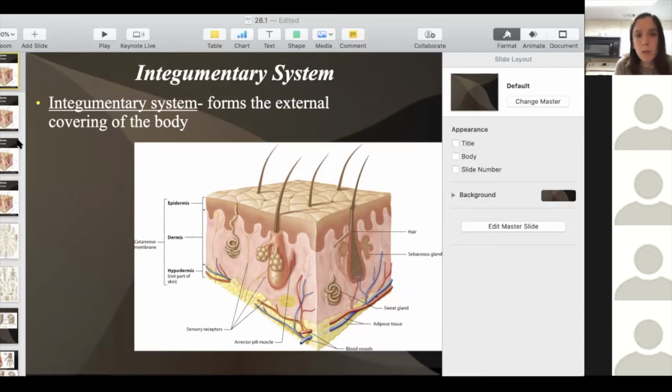The first system is called the integumentary system. In Latin, you might have heard of the word integris. It means whole. And so the integumentary system keeps the body together. It's the skin, and the skin keeps the body intact. It protects the body. It keeps things inside like water and minerals and nutrients, and keeps things out like viruses and pathogens.